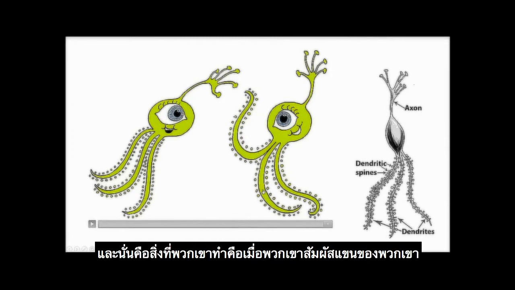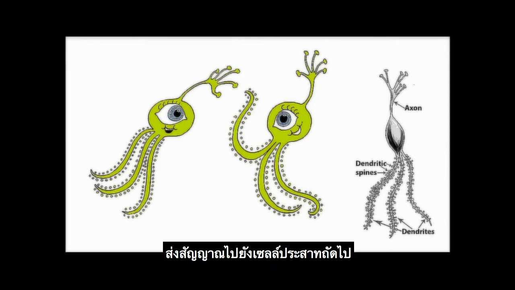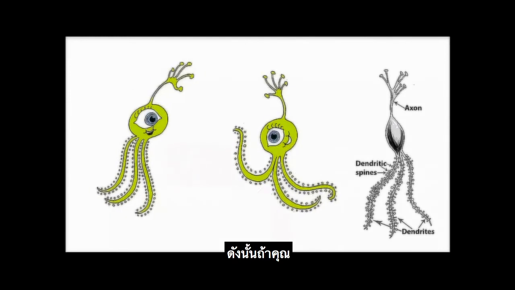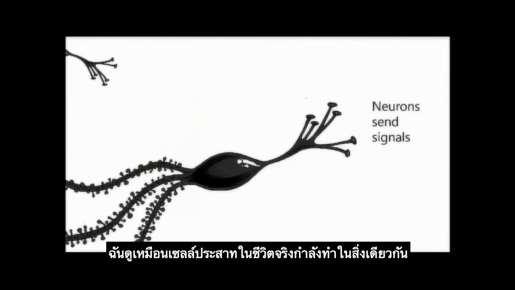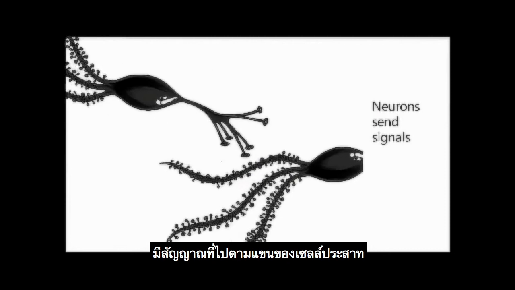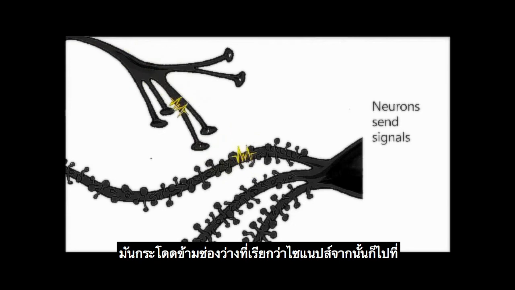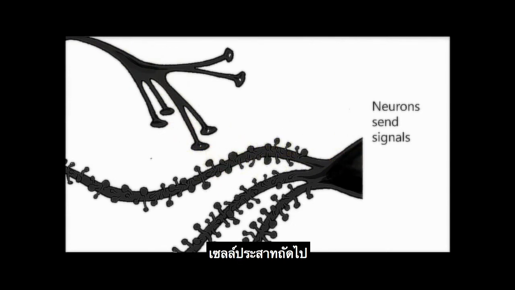When they touch, their arm reaches out to touch the toe. Space aliens are really weird. And then they send a signal that way to the next neuron. Real life neurons are doing pretty much the same thing. There's a signal that goes along the arm of the neuron. It jumps across the gap, which is called the synapse, and then it goes on to the next neuron.